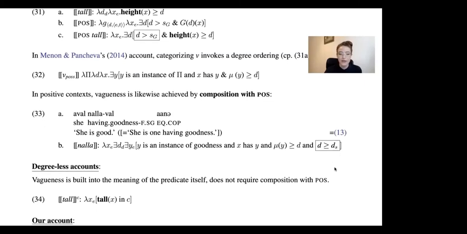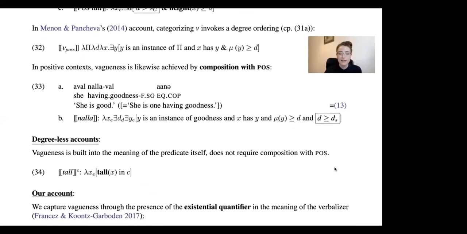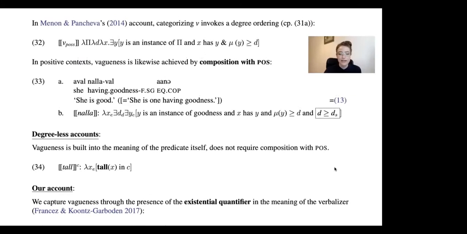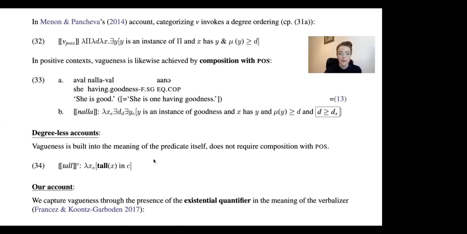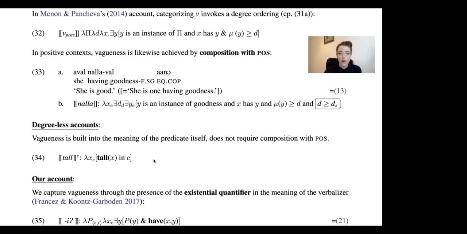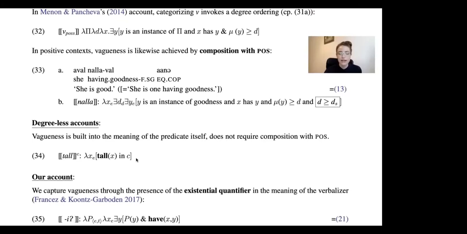Now, in degreeless accounts, on the other hand, vagueness is built into the meaning of the predicate itself and does not require composition with pos. So this is Bochnak's proposal for Washo, right, in 34, where to be tall simply means to count as tall in the context. We don't need any sort of reference to pos here because contextual sensitivity is built in.